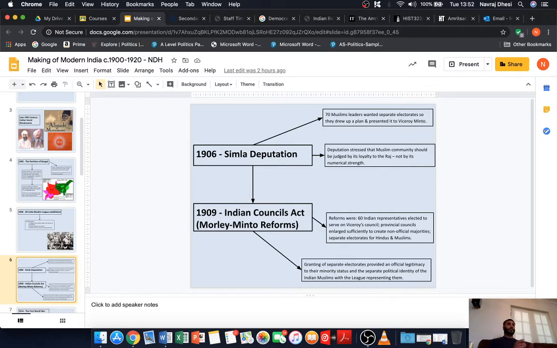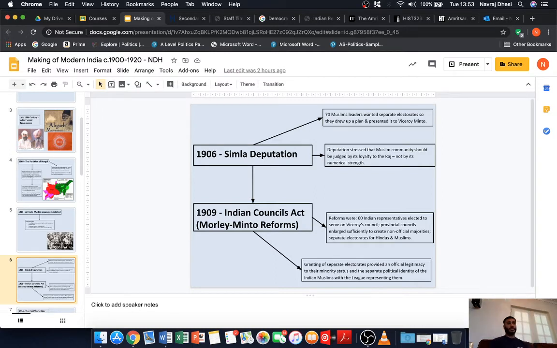Okay, so separate electorates essentially means that Hindu citizens are voting for Hindu candidates, and Muslim citizens in the area are voting for Muslim candidates. Okay, and that is what they proposed. That is what they planned, and this is what they felt was necessary. This is what Muslims felt was necessary in India at the time, being a minority religion, to safeguard their own political rights and their interests.